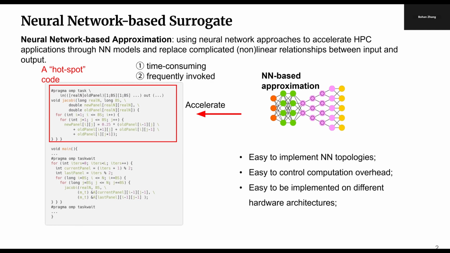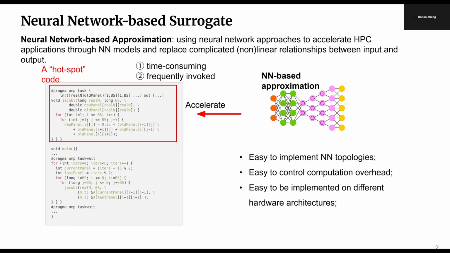There are three major reasons. First of all, the architecture is simple to construct. Secondly, we can directly trade accuracy against computation by changing the size of the network. And third, once the training is finished, the same model runs on the CPU, GPU, and FPGA through standard frameworks, with no rewriting. So surrogates give us both speed and portability at once.